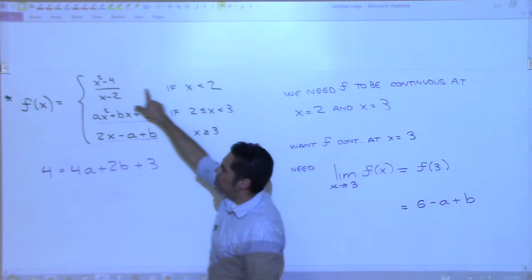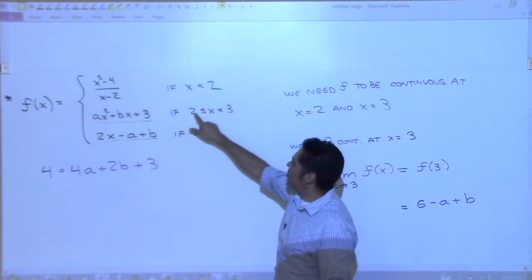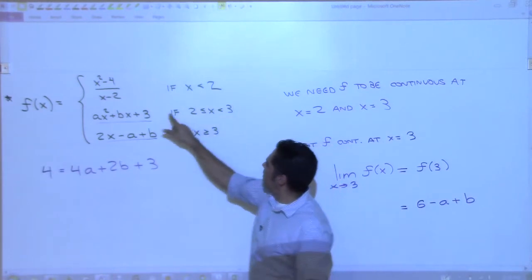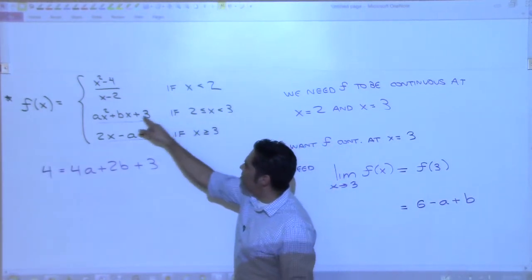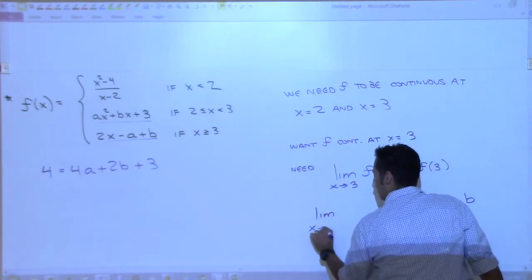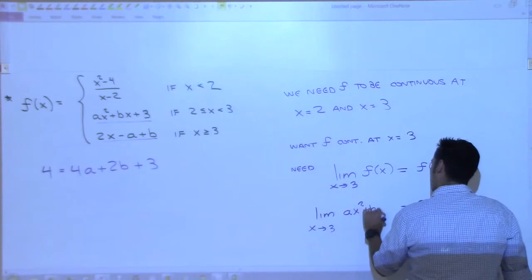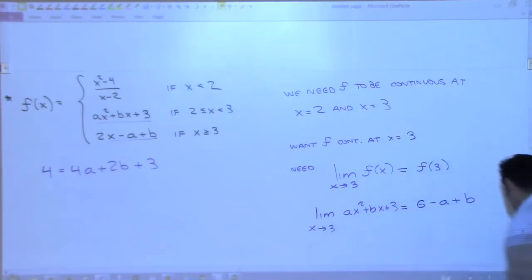And why aren't we even messing with this one now? Because that's over near 2, right? This one's close to 2 and 3. In this case, we're going to be approaching 3. So I'm going to be doing the limit as x approaches 3 of that middle function, ax squared plus bx plus 3. Make sense or not? Question?